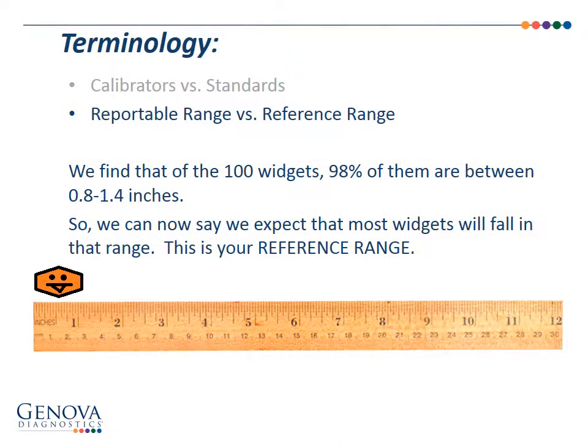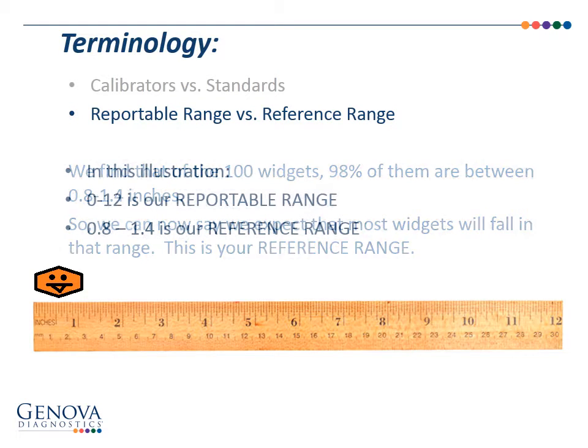And let's say that we find that out of the 100 widgets that we measure, 98% of them fall between 0.8 and 1.4 inches. So now we can say that we expect that most widgets that come in the door are going to fall between 0.8 and 1.4 inches. This is your reference range, okay?